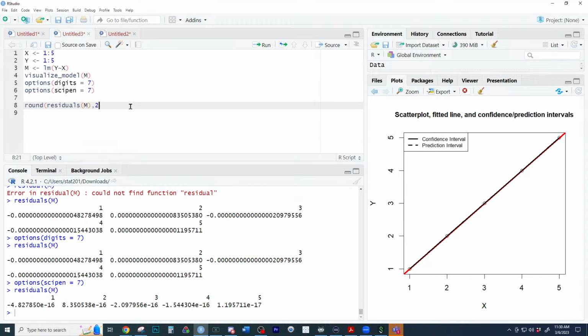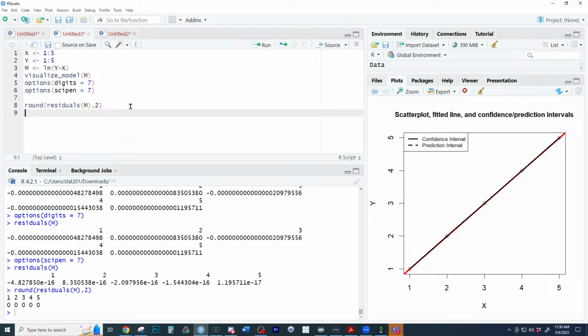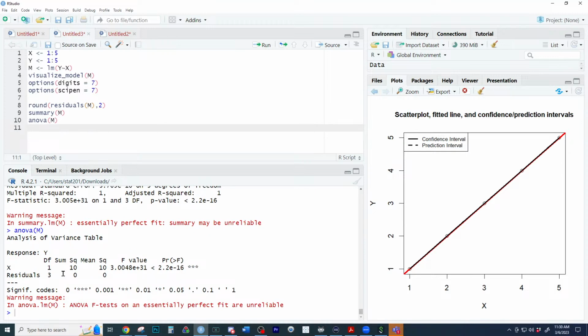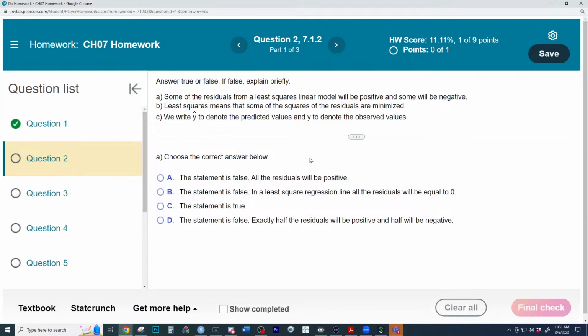We'll go round to 2 digits, and they're all 0. They should be, because that's a perfect fit. It's a perfect fit, which means the R squared is 1, and it even tells us it is a perfect fit. So that means all the residuals are 0. Everything's been explained from the total variation. If you go back to the idea of the ANOVA we mentioned, we've explained all 10 sums of squared error from the total, which was 10. So they're going for a statement right here, which is true.